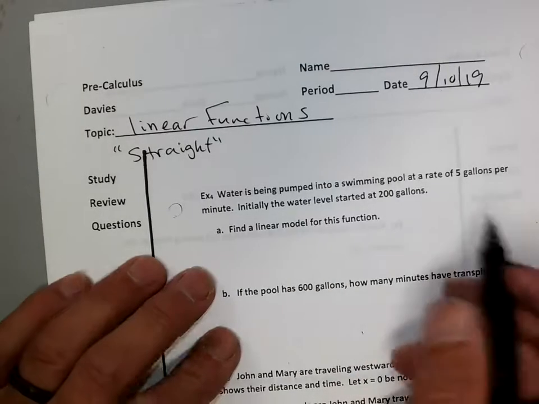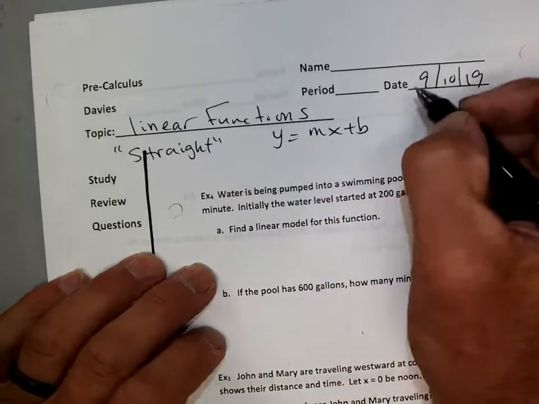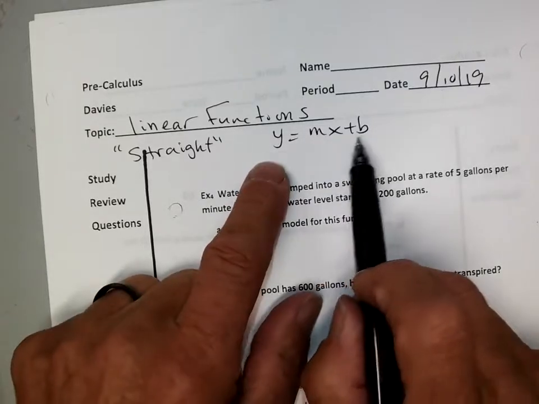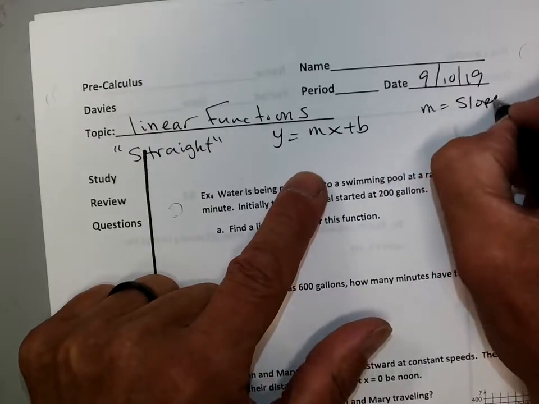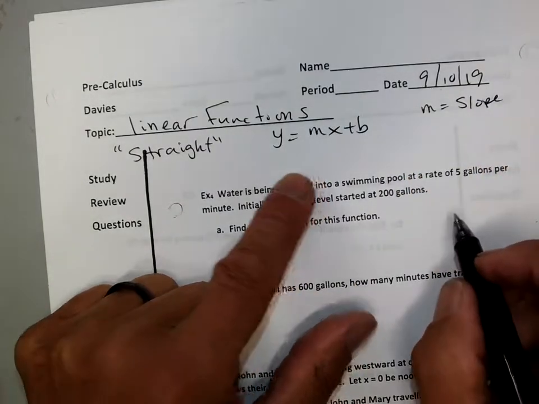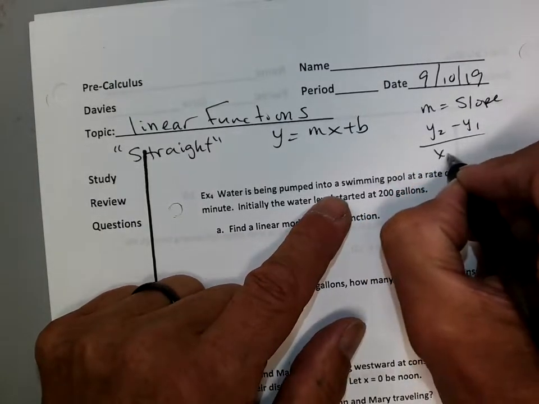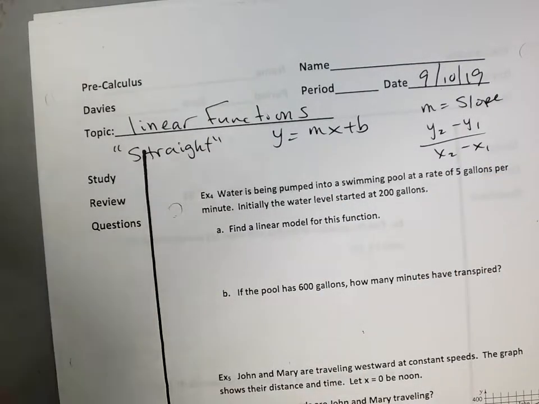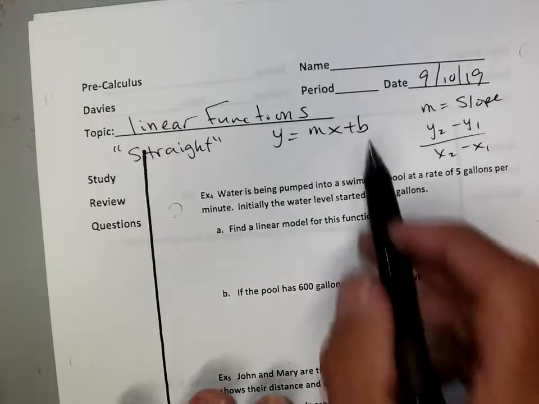Before we even start linear functions, let's go right back to y equals mx plus b, our standard equation for a linear function. We know that m is the slope and b is the y-intercept. One way to get the slope is our slope formula, y2 minus y1 over x2 minus x1, which is what we've been doing. All of that was finding the slope, but of a curved line. The slope of a straight line is constant. It never changes. And our b is our y-intercept.